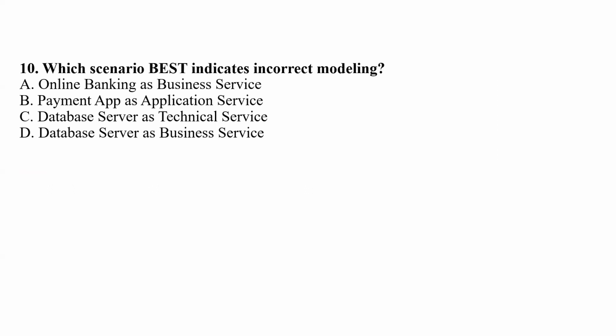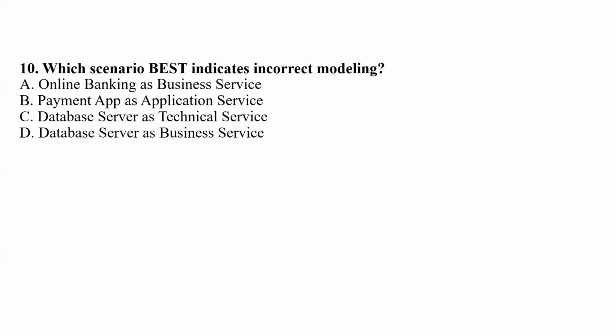Next question. Which scenario best indicates incorrect modeling? Please watch this question carefully. Option A, online banking as a business service. Option B, payment app as an application service. Option C, database server as a technical service. And option D, database server as a business service.